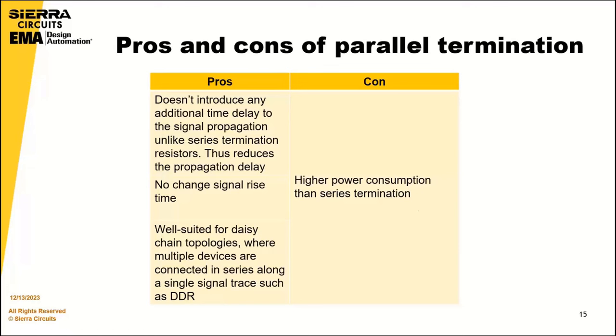Pros and cons of parallel termination. Pros: unlike series termination resistors, parallel termination does not introduce any additional time delay or change in signal rise time, thus reducing the propagation delay. And it's well suited for daisy chain topologies where multiple devices such as DDR are connected in series along a single signal trace. The con is that shunt termination incurs higher power consumption than series termination.